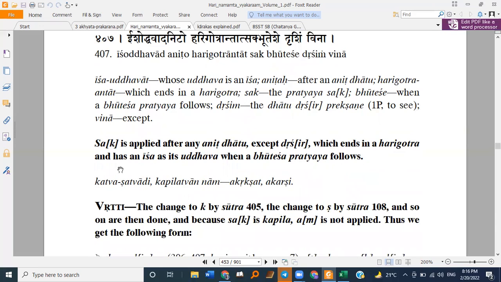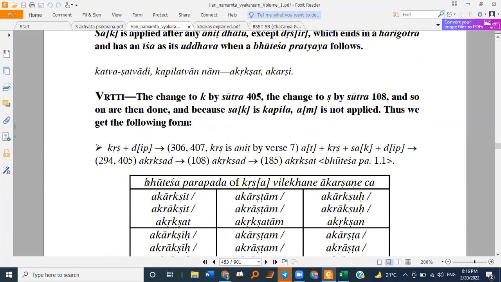So instead of inserting C, we insert sak after any anit dhatu, except for drish dhatu. So any dhatu which ends in harigotra, like krish ends in a harigotra, and a dhatu which has isha as its uddhava. So krish has Hri Ram as its uddhava, which is an isha, and when a bhutesha pratyaya follows, we insert sak here the third time. So krish yukta dip dhatu purmat, and we insert sak here by this sutra.